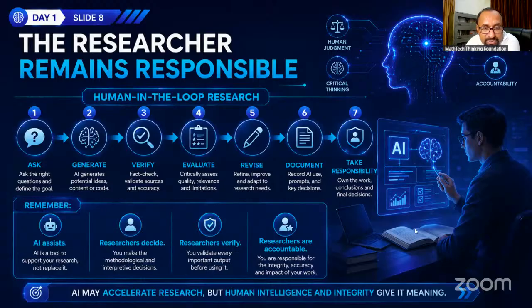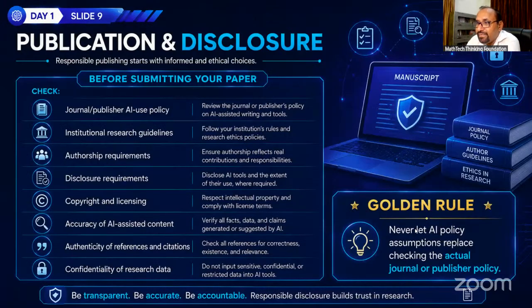So this is what we mean by the human-in-the-loop approach. Human is everywhere, from step number 1 to step number 7. Human intelligence, human intellect, human critical analysis will always be there to check the facts of everything which we are using by generating with this tool. So the human researcher remains the decision maker. Then after that we have publication and disclosure.